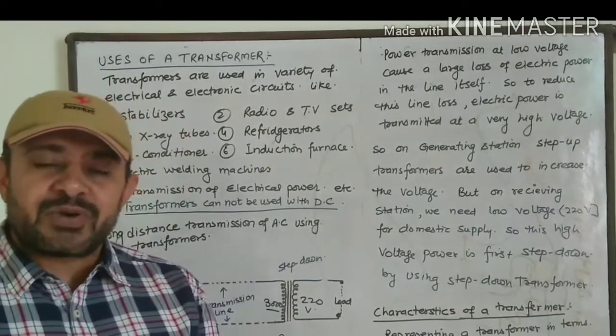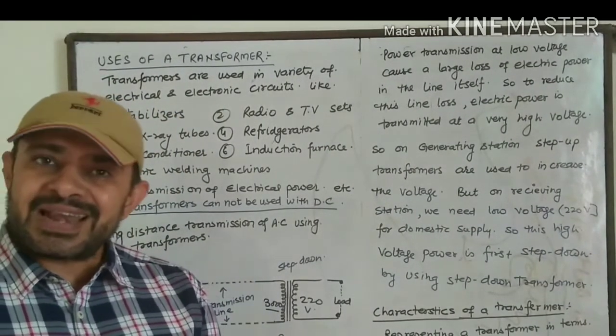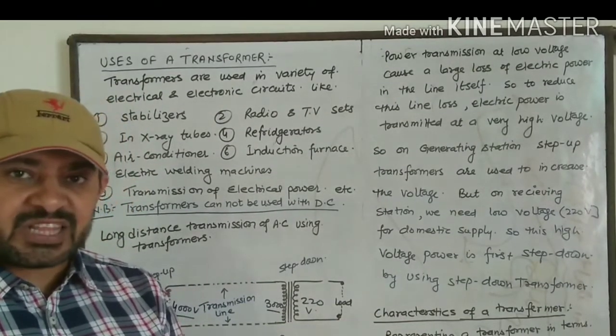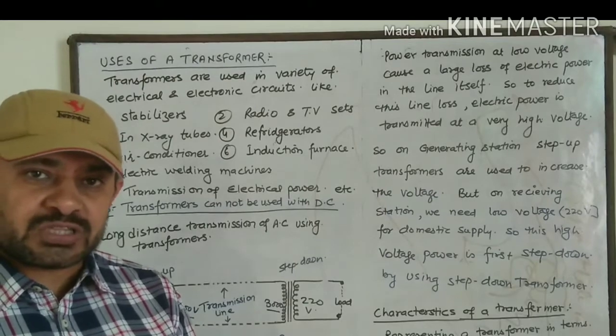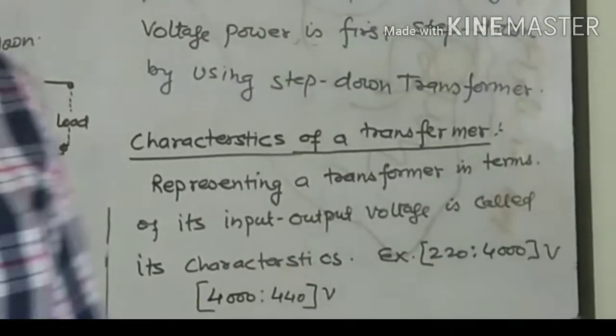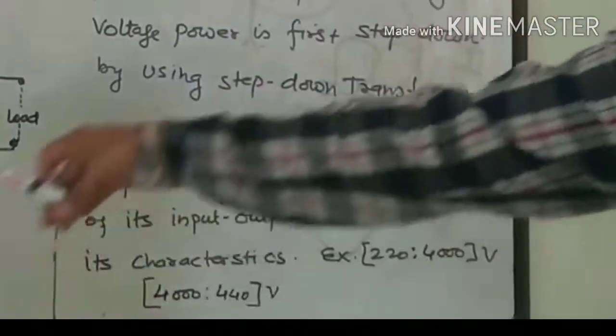Question number 25 and 26 in your book are direct examples of AC transmission using transformers. So try to solve these two questions. Now I come to the characteristics of transformer. Although I have used this term before, I have used this term here.